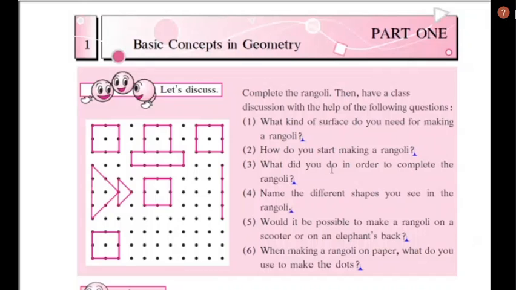What did you do in order to complete the rangoli? Join the dots. Name the different shapes you see in the rangoli. We see dot, square, rectangle, triangle in this picture. Would it be possible to make a rangoli on a scooter or an elephant's back? Not possible. When making a rangoli on paper, what do you use to make the dot? Pencil. We make a dot with a pencil.